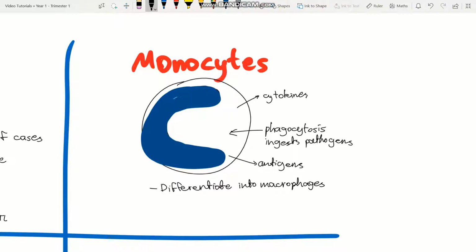And these macrophages are quite important as well because, as you may know, they also phagocytize pathogens, including bacteria. Monocytes, on the other hand, are not as present as compared to neutrophils or lymphocytes. They're only present in 1 to 10% of cases. And therefore they're not always seen in all immune responses.